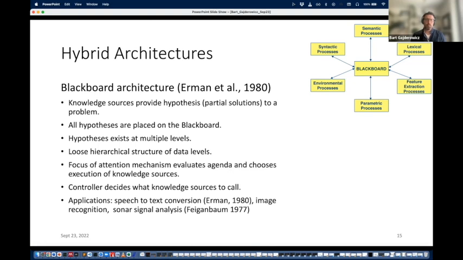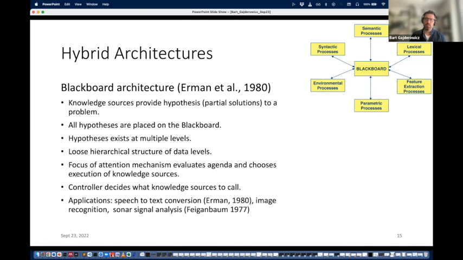And the way that the Blackboard architecture works is there are different knowledge sources that provide hypotheses about a solution. And these are not complete solutions to a particular problem because generally the problem is quite large. And so these are partial solutions to some problem that was posed. And each knowledge source performs a very specific task.